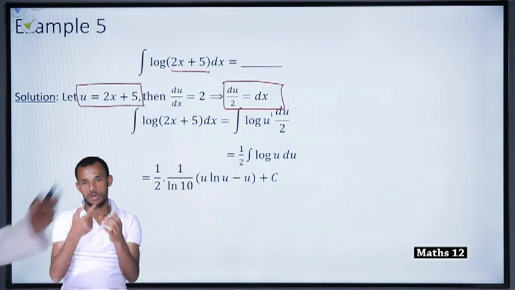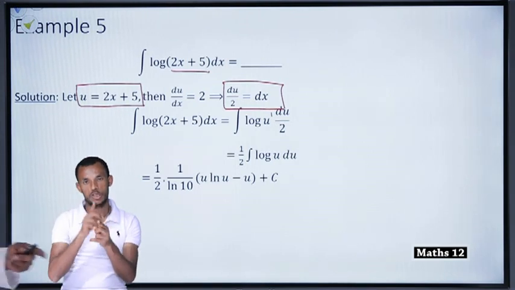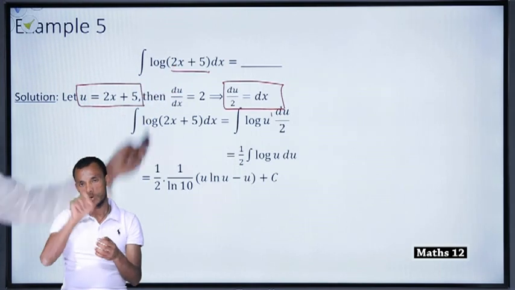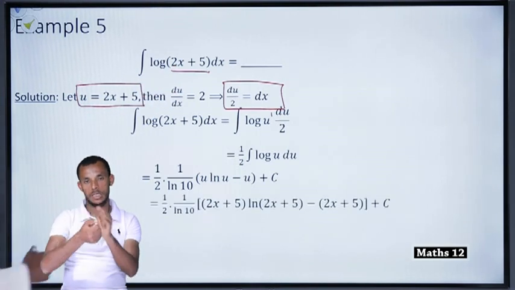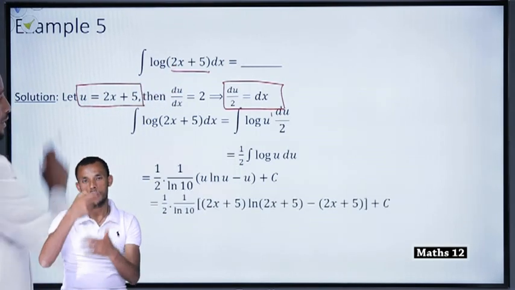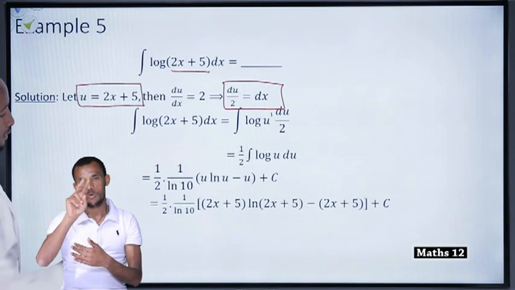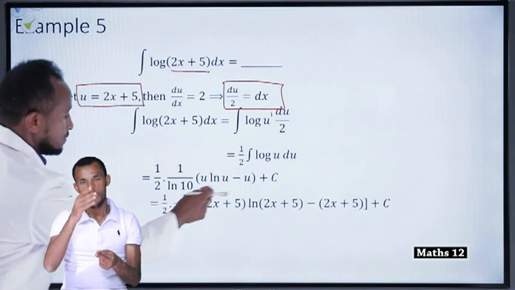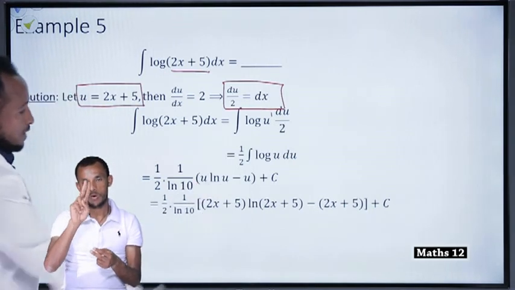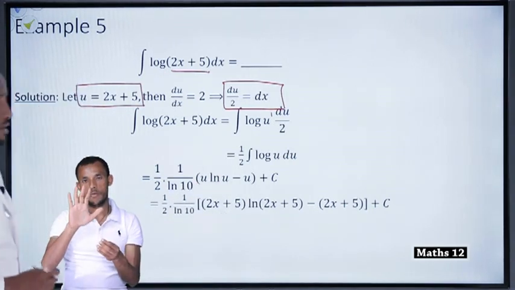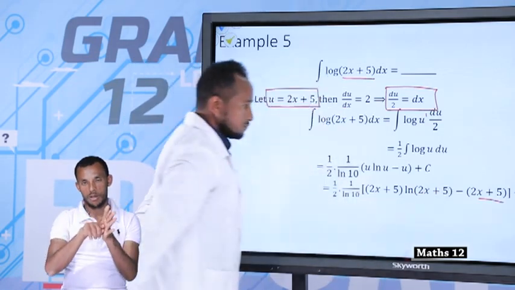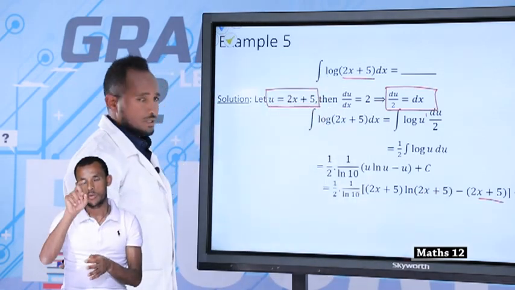So this is not the final answer. You have to change the variable u because the question is in terms of x. So let's change that. Substituting the value of u by 2x plus 5, you'll have 1 over 2 times 1 over ln 10 times 2x plus 5 times ln of 2x plus 5 minus, in place of u, 2x plus 5, plus some constant c.